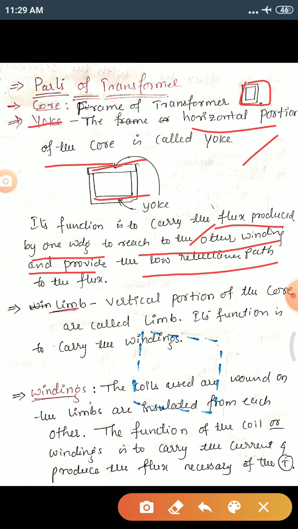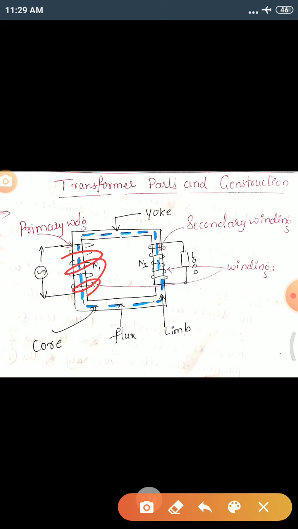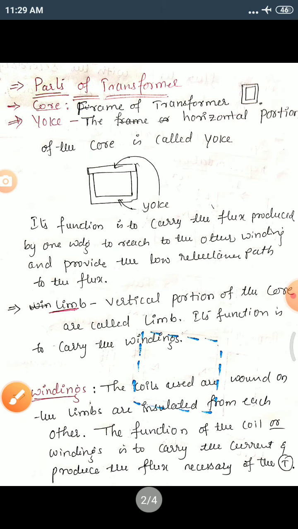The next one is the limb. This is the vertical portion of the core, and the vertical portions are called limbs. Its function is to carry the windings. Remember, the windings are wound on the limbs themselves. This is the function of it.